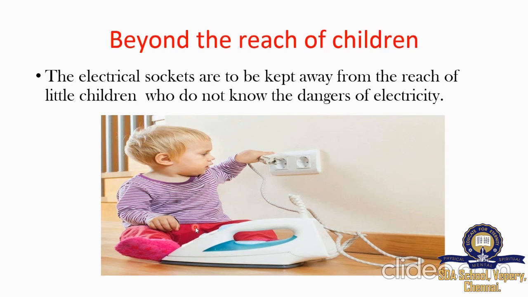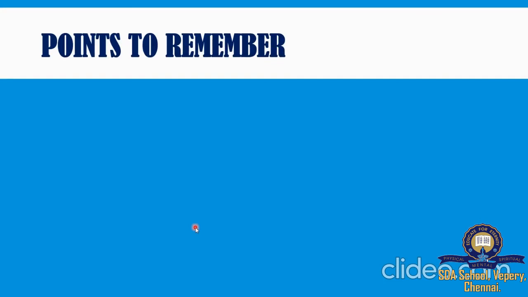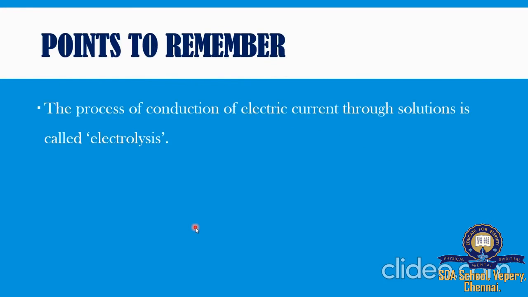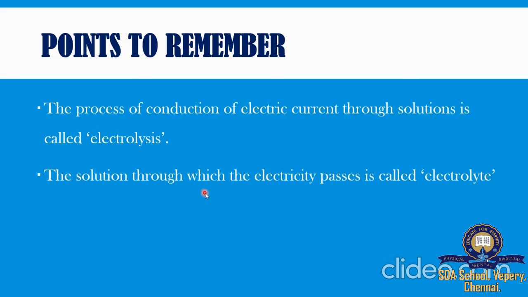So with this, we have completed Unit 4, Electric Current and Electric Charges. Let us have a quick recap of what we learned in today's class. Points to remember: we saw the effects of electric current, types of electric current, and the dangers of electric current. Under effects, we saw three effects: heating effect, chemical effect, and magnetic effect. The process of conduction of electric current through solutions is called electrolysis, and the solution through which the electricity passes is called an electrolyte.